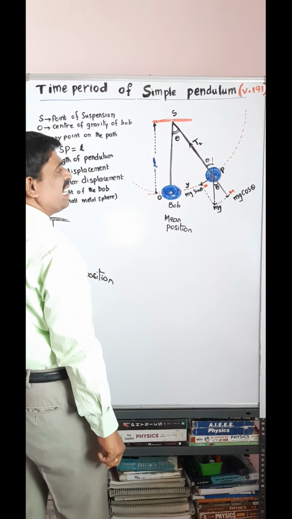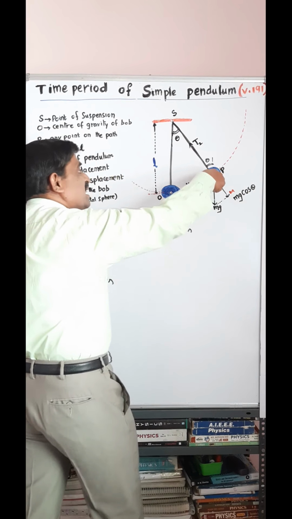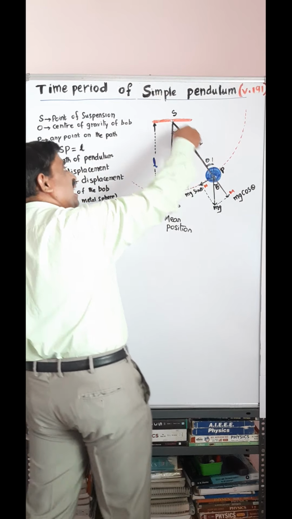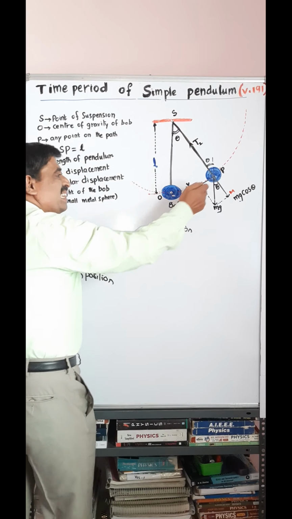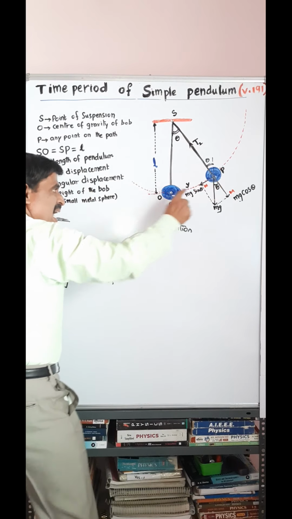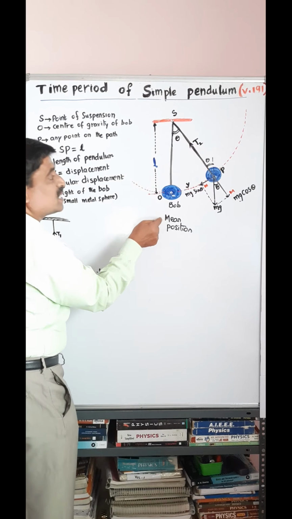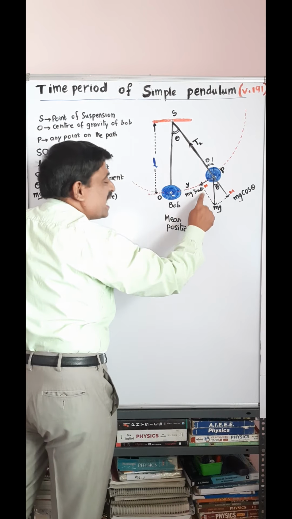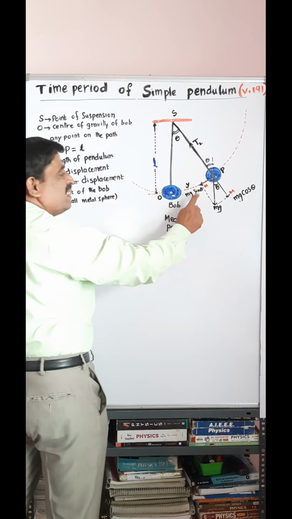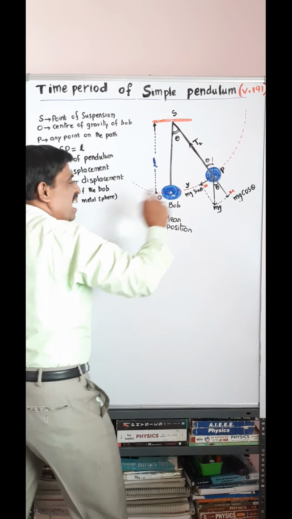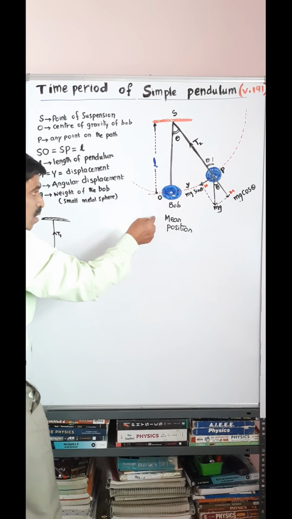Now please listen here. This mg cos theta was balanced by the tension T2 in the string. But this mg sin theta is pulling the bob towards the mean position. This mg sin theta is trying to bring this simple pendulum to this horizontal position.